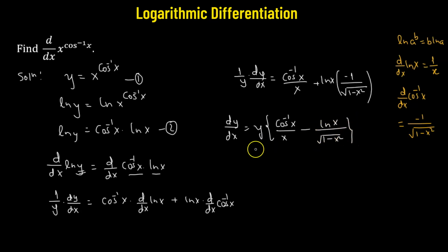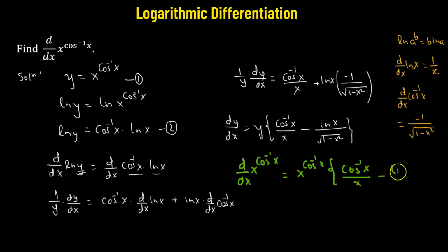Right. And now we can replace the value of y with equation number 1, which is going to give us the derivative with respect to x of x raised to the power of cosine inverse of x. So this will be equal to y, which is x raised to the power of cosine inverse of x, whole multiplied by cosine inverse of x divided by x minus natural log of x divided by the square root of 1 minus x squared. So this is the value of our required derivative.